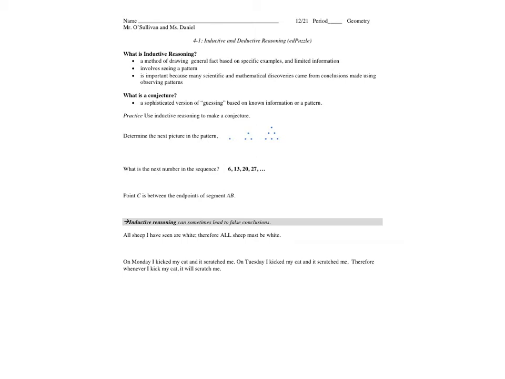So this is an edPuzzle lesson. There is no Delta Math assignment for this tonight. Your only assignment for me today is just to do this edPuzzle.